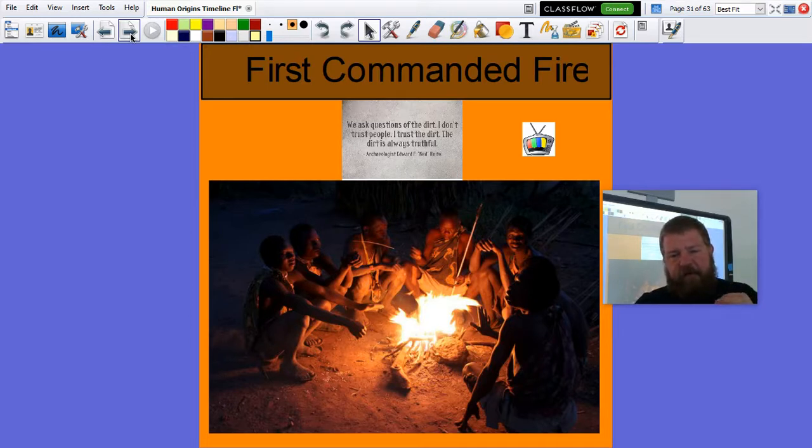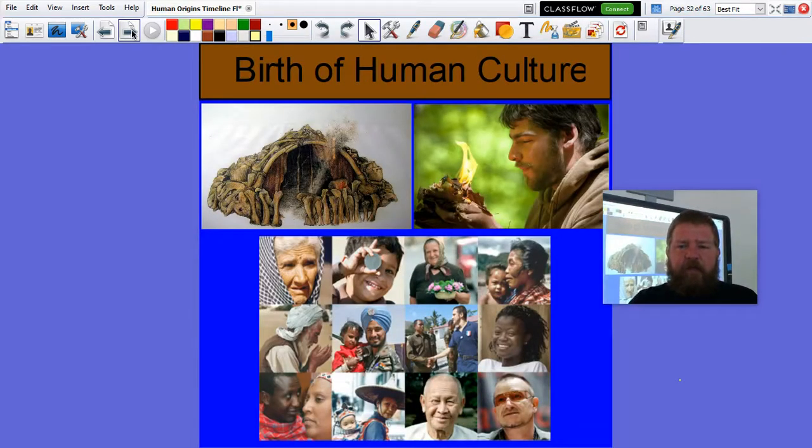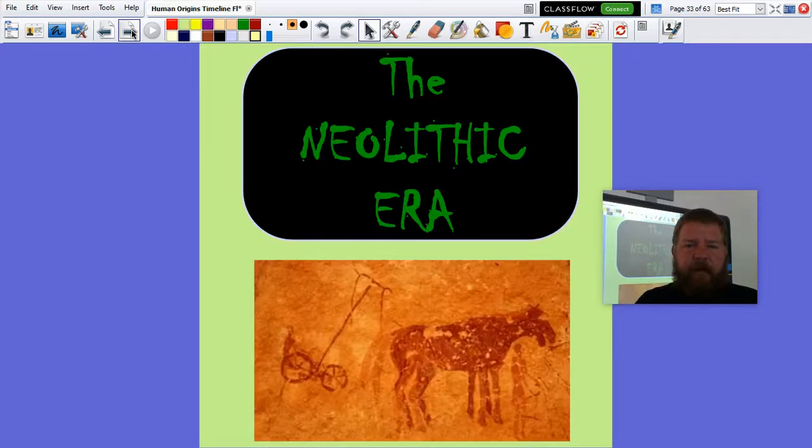And it gives us a measure of safety. But probably for the first time in the human experience, it gives us leisure time. And from leisure time comes creativity and art and culture and ritual and religious beliefs. And so a lot of this probably starts becoming part of the human experience with fire. So we get this idea of the birth of human culture and all of the variety that we're blessed with as citizens of the world, all of the variety of languages and stories and traditions. And so human culture is born in the Paleolithic era, okay?